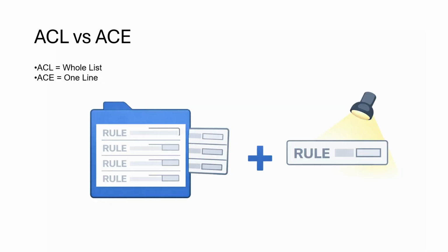So, ACL is the whole list. ACE is one individual rule inside the list. ACE stands for Access Control Entry. So if an ACL has 10 lines, that's one ACL and 10 ACEs. This matters because packets are evaluated ACE by ACE, so row by row.